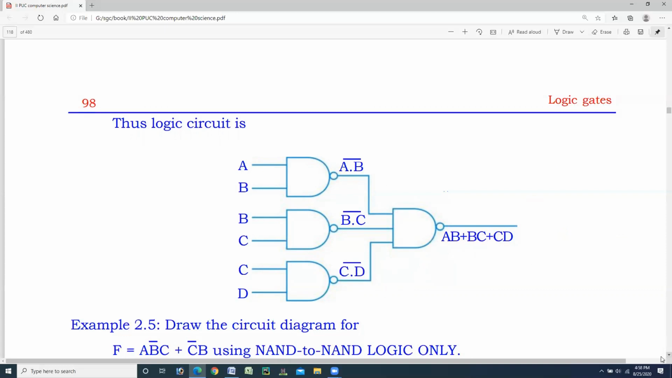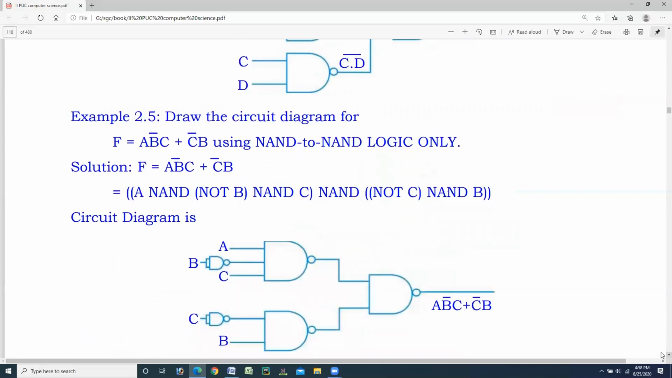Then next, see the next one. Draw the circuit diagram for f of A B complement C plus C complement B using NAND to NAND logic only. You can use a NAND to NAND logic network and draw the circuit diagram for that. You can see the answers here.